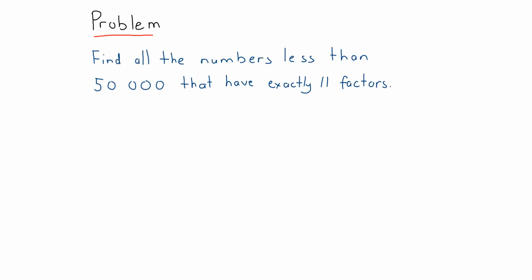So what I'd like you to do is to pause your videos and take a few minutes and see if you can find all the numbers less than 50,000 that have exactly 11 factors. Okay, so please pause your videos or these clips and actually have a go at solving this question.